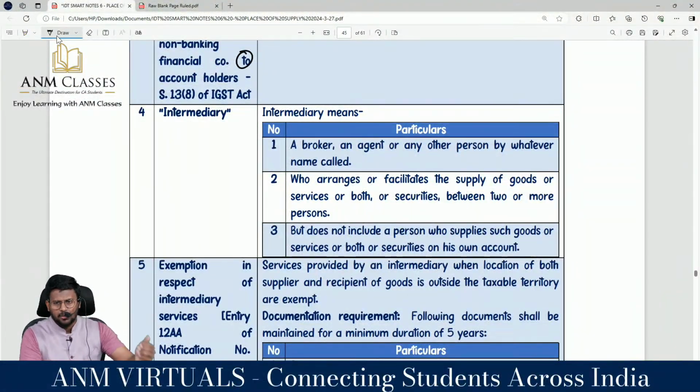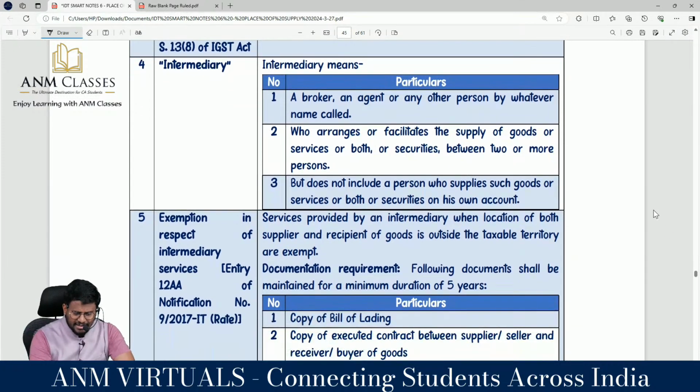Sir, who is an intermediary? The second discussion. Till now, we have talked about the first one, that is service supplied by a banking company, financial institution or NBFC to its account holders. Now, who is an intermediary, sir? Intermediary means a broker, an agent or any person by whatever name called. All these are intermediaries.